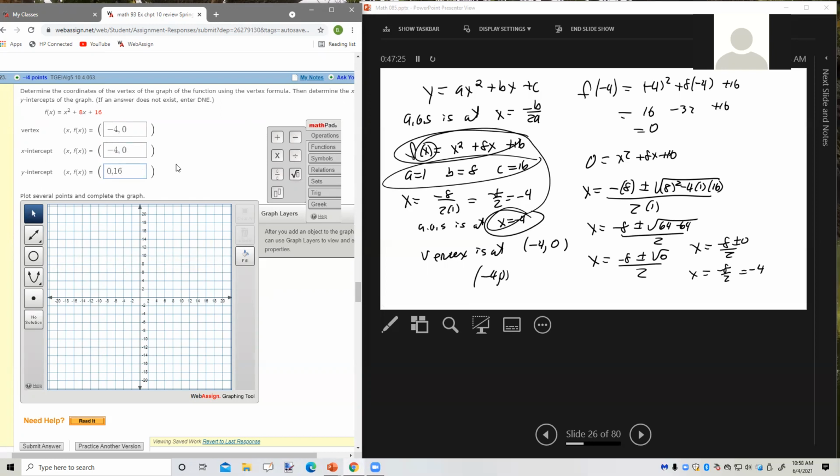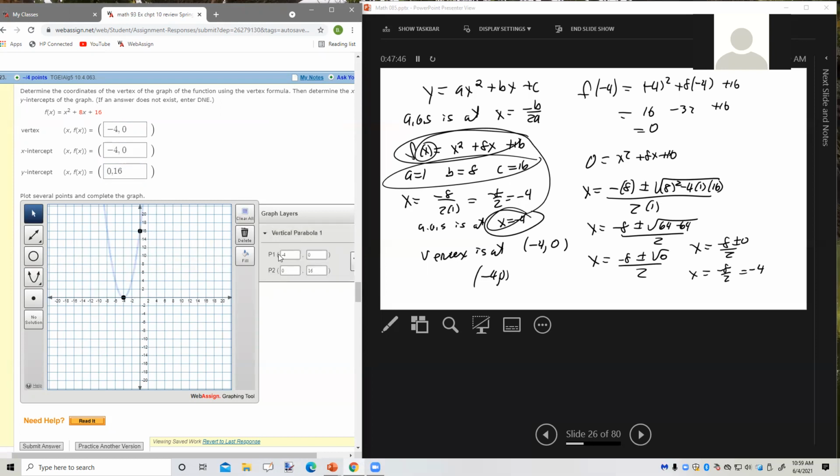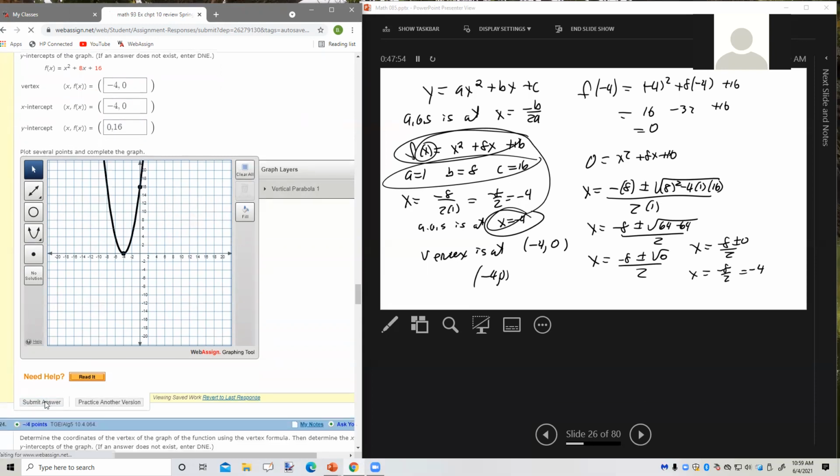Okay. Well, to plot the graph, I need the vertex and one other point. Well, the x-intercept's the same point, but I could use the y-intercept. So turn it blue, negative 4. Oh, notice the scale here. Each little hash mark is 2 units. So negative 4, 0, 0, 16. Let's see. I said negative 2, but negative 4, 0, 0, 16. Okay. So that should be correct.